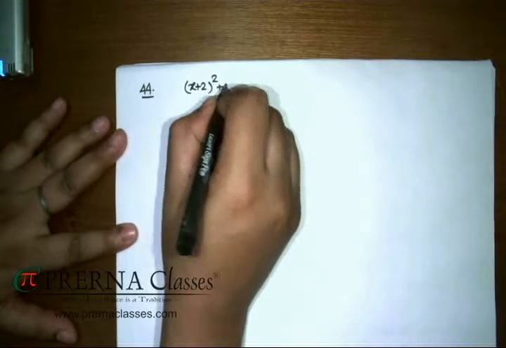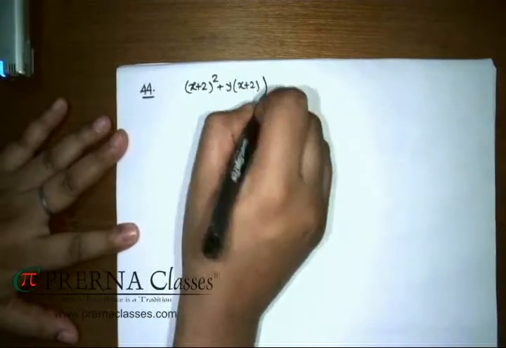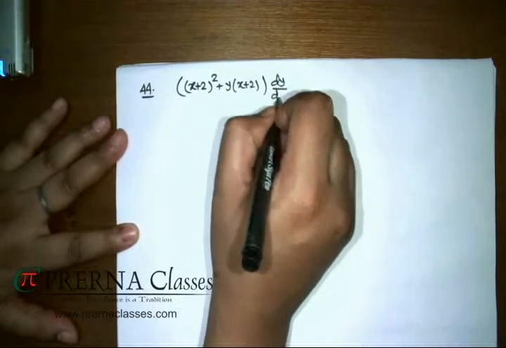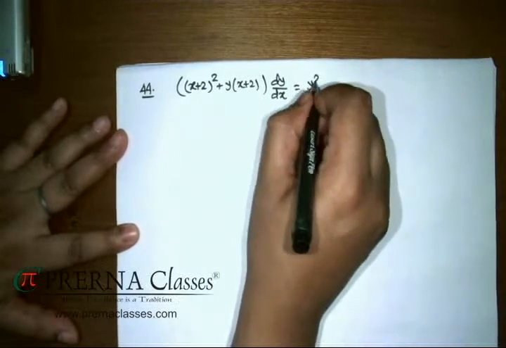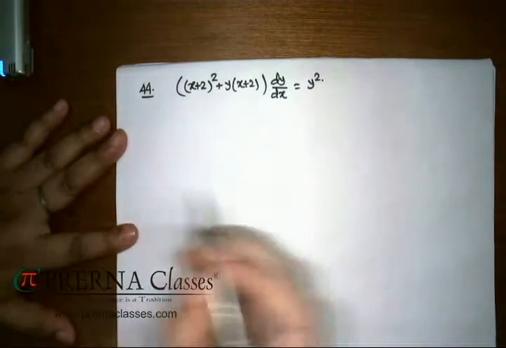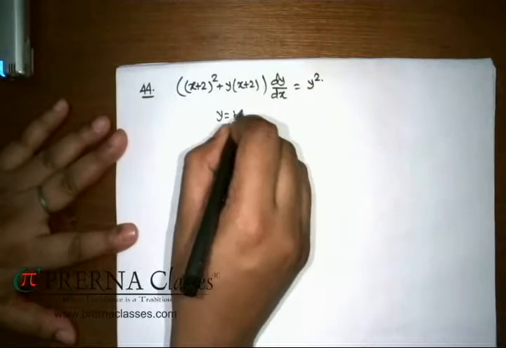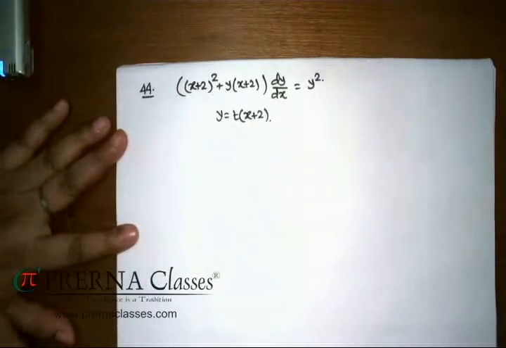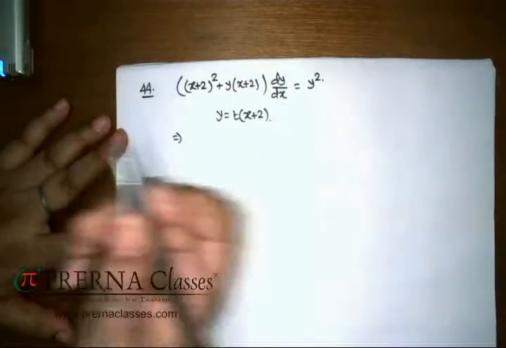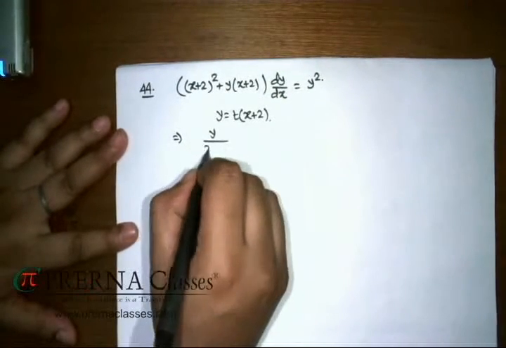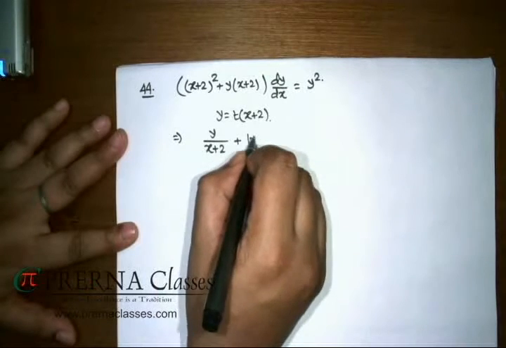Next problem is related with a differential equation, which is quite tedious, not because of the differential equation but because of the options you are supposed to deal with. If you look at that differential equation, you have (x plus 2) whole squared, and then y times (x plus 2) dy by dx equal to y squared. You can check this is in homogeneous form, provided we substitute y by (x plus 2) as t. After substituting this and simplifying, you will end up getting this as your ultimate solution.